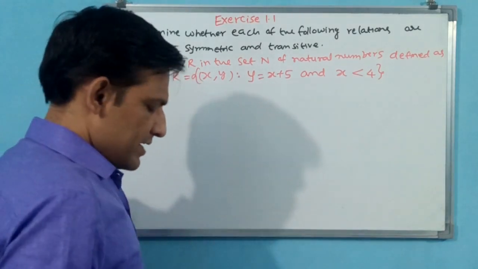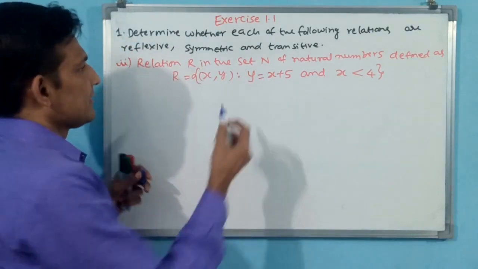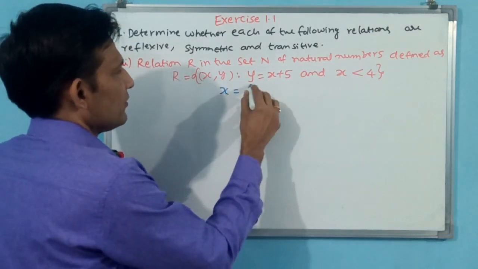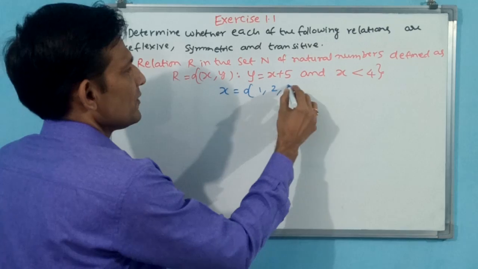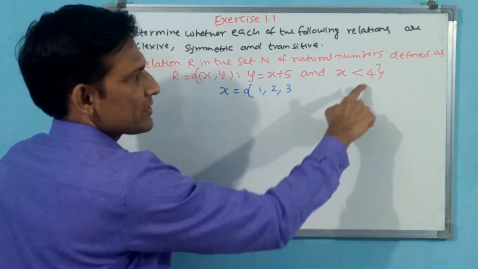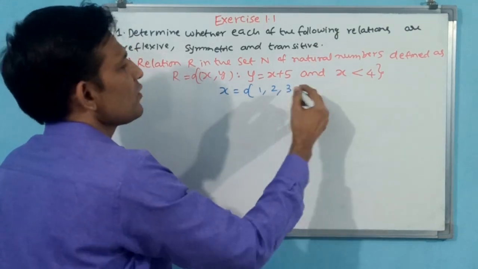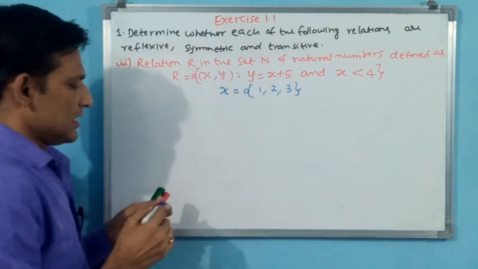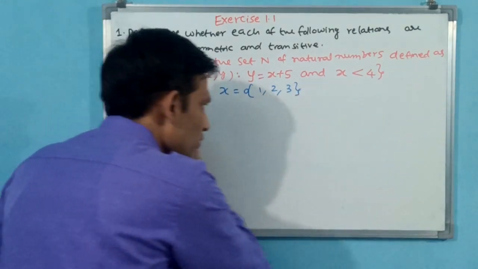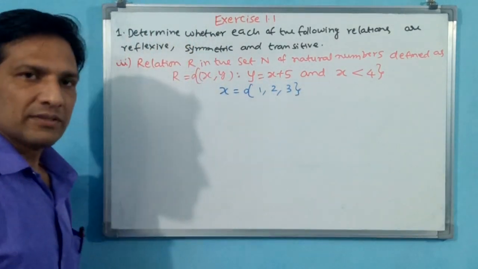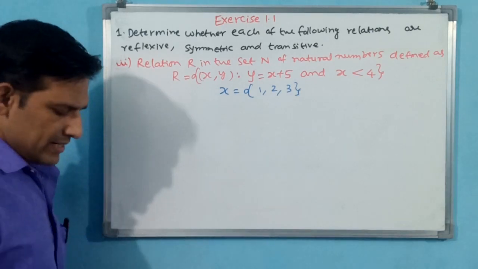What am I going to write? I am going to write x here. x is equal to 1, 2, 3, 4. No, 4 is not there. Why? Because less than 4 means you have to take up to 3 only. Once you write this, you are going to take x up to those values only for the relation.